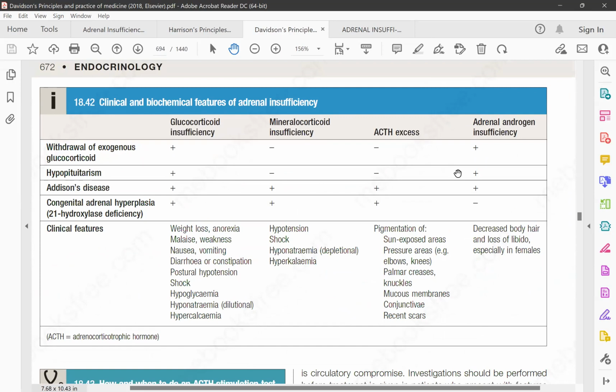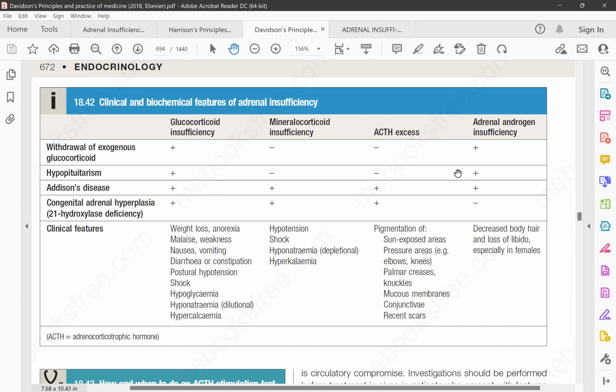So withdrawal of exogenous glucocorticoid is the fundamental common cause. There is a glucocorticoid deficiency, mineralocorticoid is not affected, ACTH excess is not there, adrenal androgen insufficiency is not there. This is hypopituitarism, which is the secondary. First one is the primary, then tertiary, secondary. Then you have glucocorticoid alone, mineralocorticoid is not affected. There is no ACTH, but adrenal androgen insufficiency may be there if it is hypopituitarism. When it is Addison's disease, that is primary adrenal disorder, glucocorticoid is affected, mineralocorticoid is affected, ACTH is in excess in a feedback way. Renin also is in excess, adrenal androgen deficiency is also there, and also hyperkalemia.